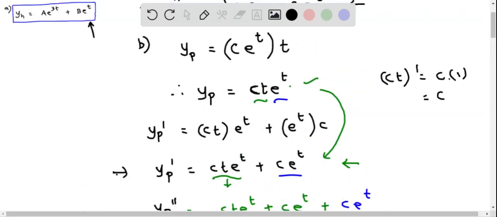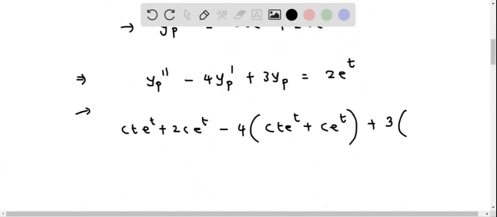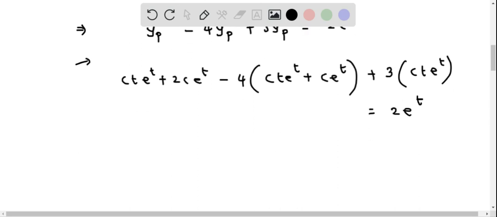yp is CT e power t. So replace yp by CT e power t. And this equals, on the right side, we have 2 times e power t. Now let's simplify this. So this equals CT e power t plus 2C e power t.